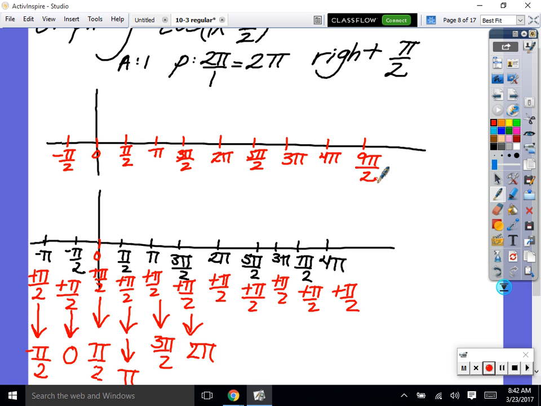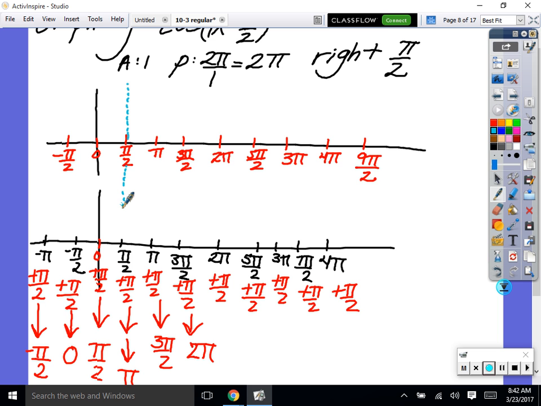So next thing is, we shifted right pi halves. So what you're going to do is put your new y-axis. This is actually your new starting point. You got to start here. Is anybody lost? So shift left and right. Make sure you put in where you're starting now. That's my new y-axis.